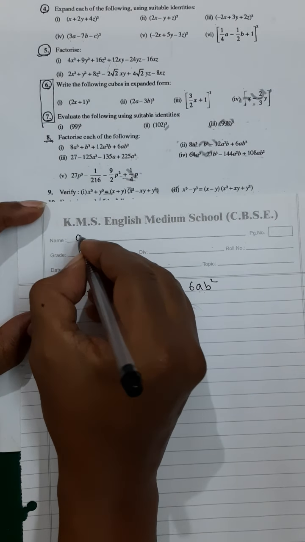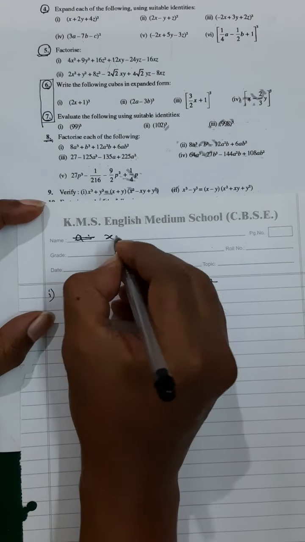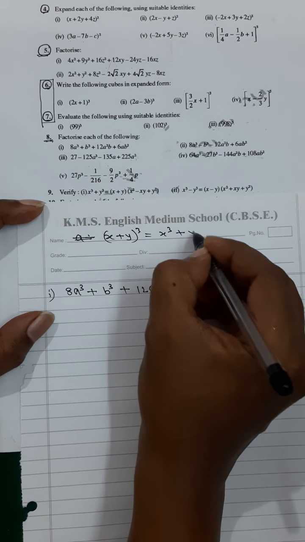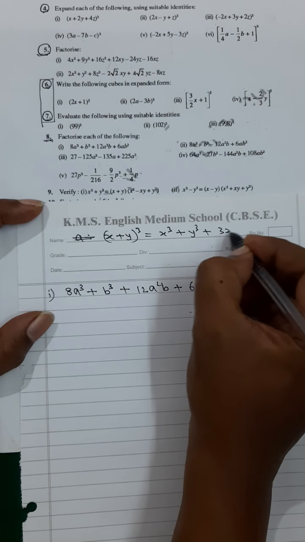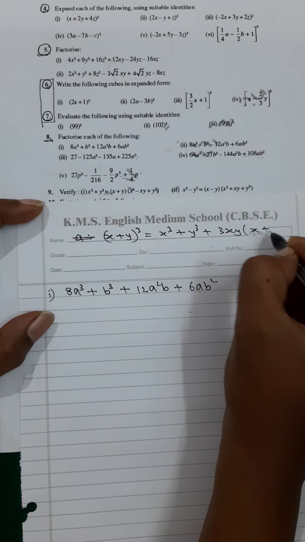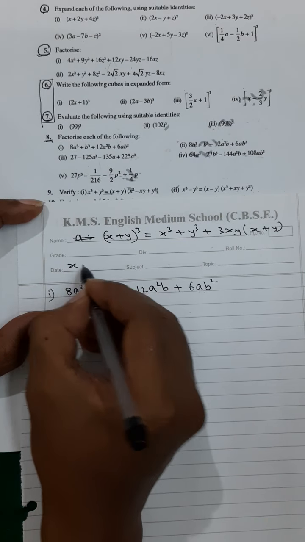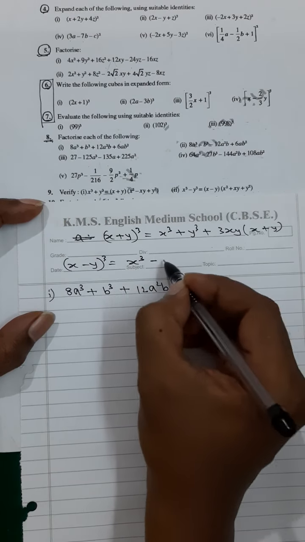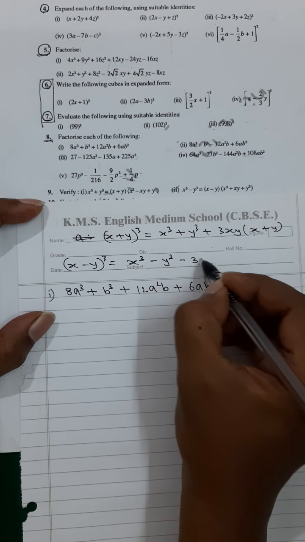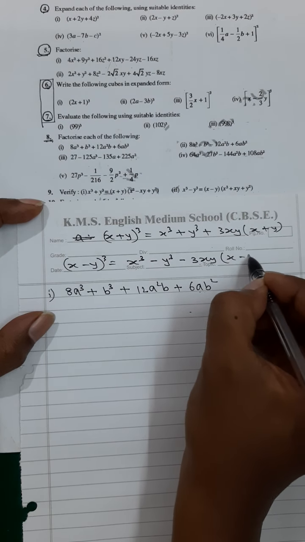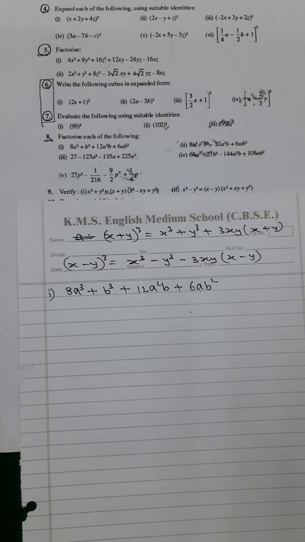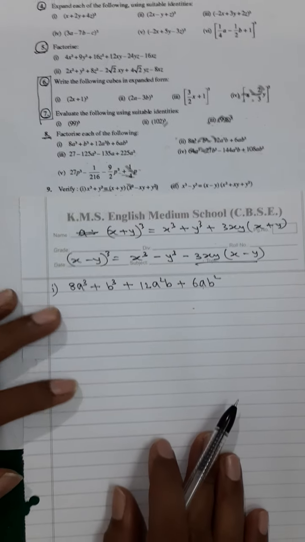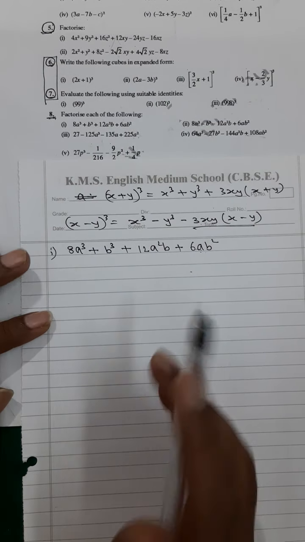Identities 6 and 7 deal with (x plus y) the whole cube is equal to x cube plus y cube plus 3xy in bracket x plus y, or it can also be (x minus y) the whole cube is equal to x cube minus y cube minus 3xy in bracket x minus y. Okay, my dear students, always frame this and the rest of the part should automatically come on its own.